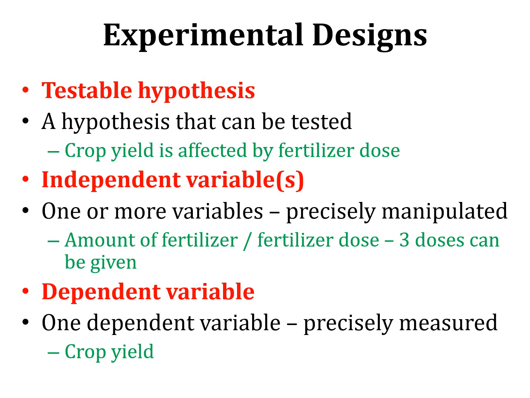So a testable hypothesis is a hypothesis that can be tested. An independent variable is a variable that can be precisely manipulated, and it can be one or more than one variable. And the dependent variable, which is usually only one, is basically your response variable, and this is a variable that can be precisely measured. And then we saw the examples with reference to crop yields and fertilizer dose in defining these concepts.